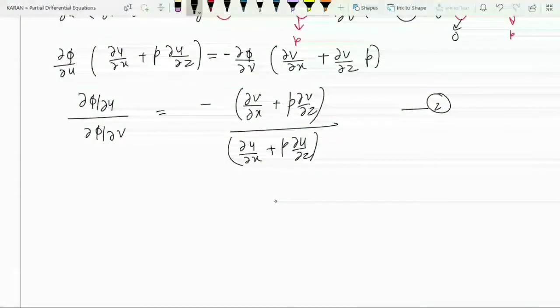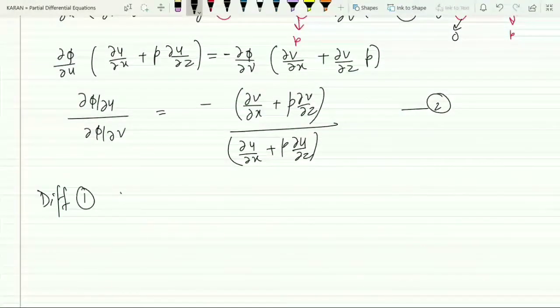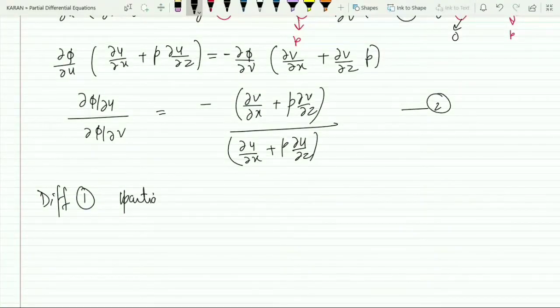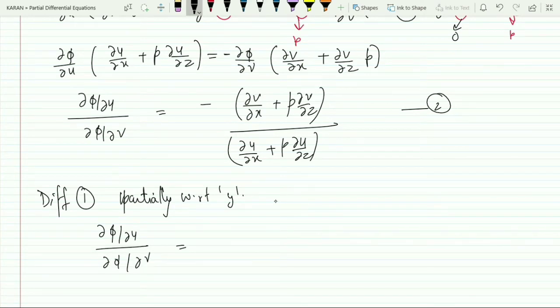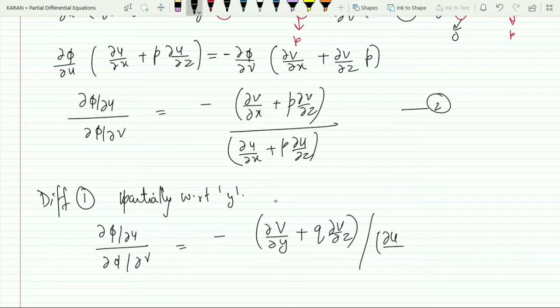Similarly, when you differentiate equation 1 partially with respect to y, you'll get an expression similar to this. So that will be del phi by del u divided by del phi by del v, equal to minus del v by del y, fine, and in place of p it will be q. Rest all the terms will be 0. You can easily solve it out, and in case you feel problem in applying chain rule, you can just comment in the comment section. So this will be del u by del y plus q times del u by del z. Call this equation 3.